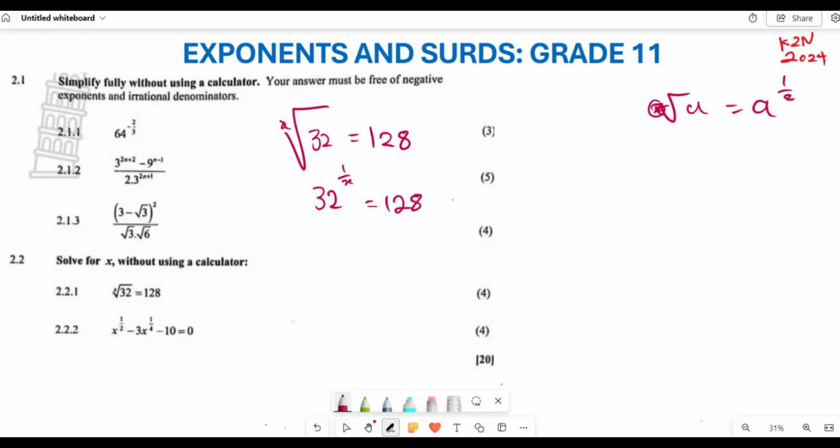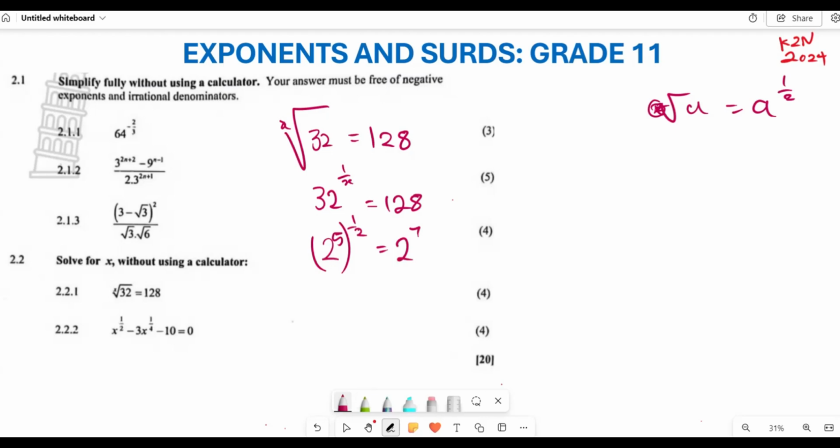And then from here, what can we do? Now we can express 32 and also 128 in terms of any prime factor altogether. For example, if you check 32, I think 32 is the same as 2 to the power of 5, close bracket, to the power of 1 over x. Then this is equal to 128. I think 128 is 2 to the power of 7, right? And now what am I going to do from here?